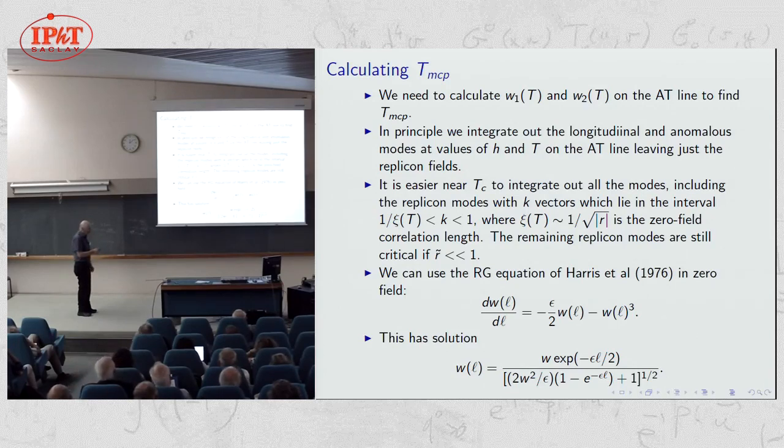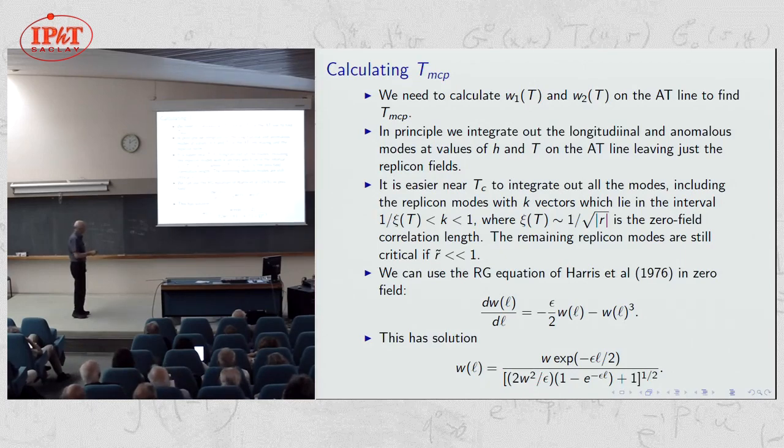Anyway, I want now to show that indeed there is a multicritical point by calculating the transition temperature of the multicritical point. And to do that, we have to estimate the initial values of these coupling constants W1 and W2. So we can do that by integrating out all the couplings up to a length scale 1 over xi, where xi is the correlation length in zero field. Now, the remaining replica modes can still be critical, provided we are close to the AT line. But from this approach, we can get the initial values of W1 by this device here.